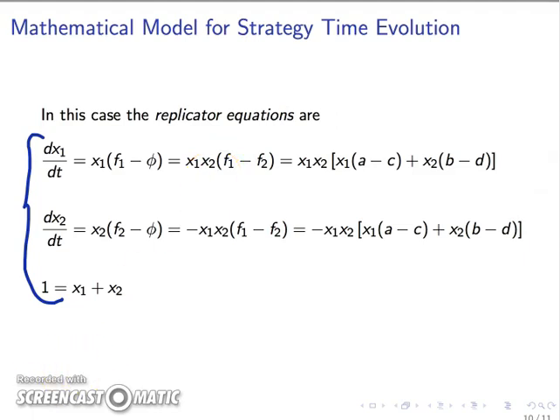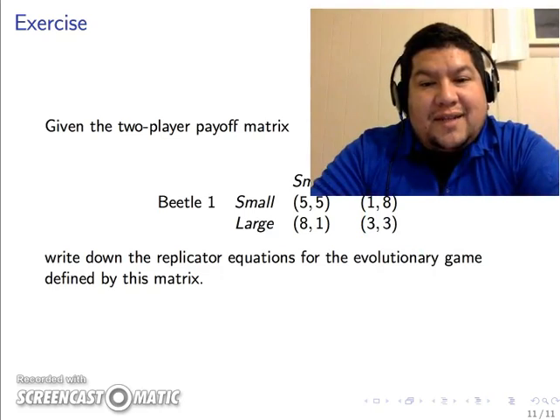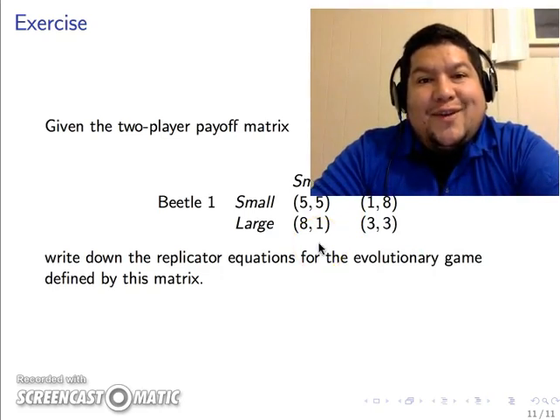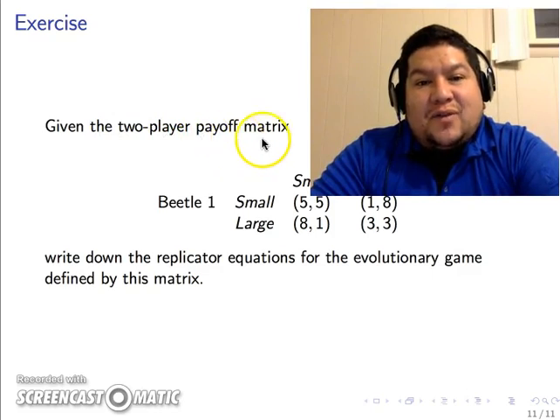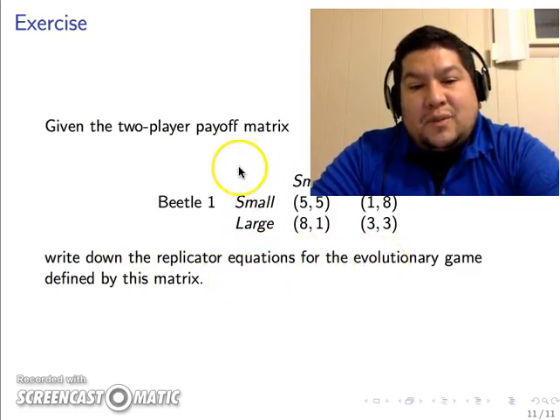Basically, these three equations define the replicator equations for a theoretical game with two strategies. And what is left here as an exercise is for you to take these values in the form of a two-player payoff matrix, convert that into a payoff matrix, and then write the replicator equations for the evolutionary game that corresponds to this two-player payoff matrix, right?